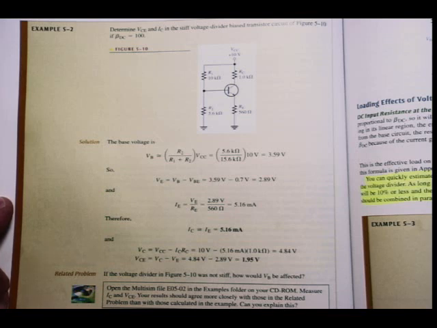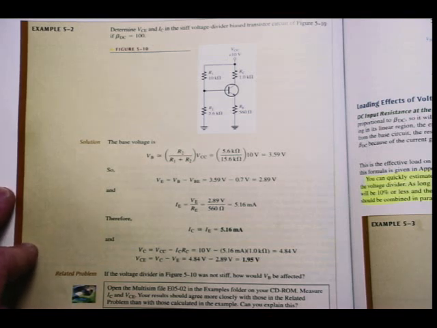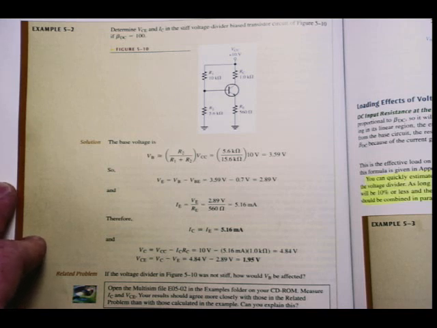Then IE is VE divided by RE. 2,89 volts divided by 560 ohms gives me an answer of 5,16 milliamps. Just remember to work accurately to 3 decimals. And therefore I can make the assumption, as I said earlier, that IC is equivalent to IE. It only differs by the value of IB, which is very small in comparison.